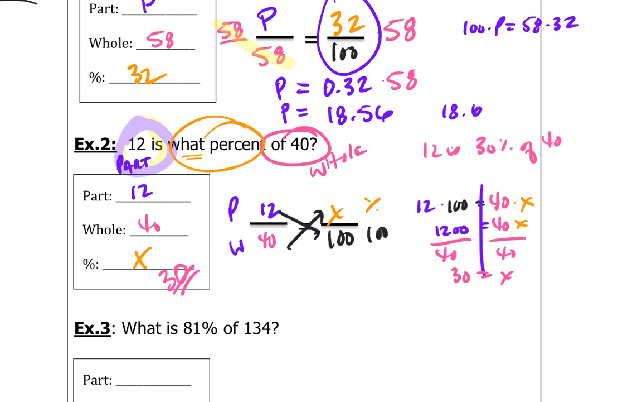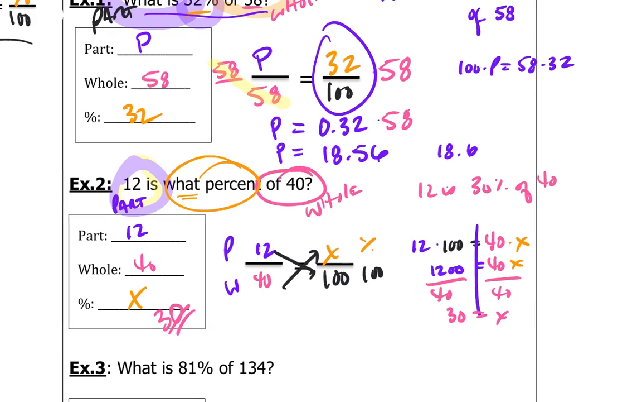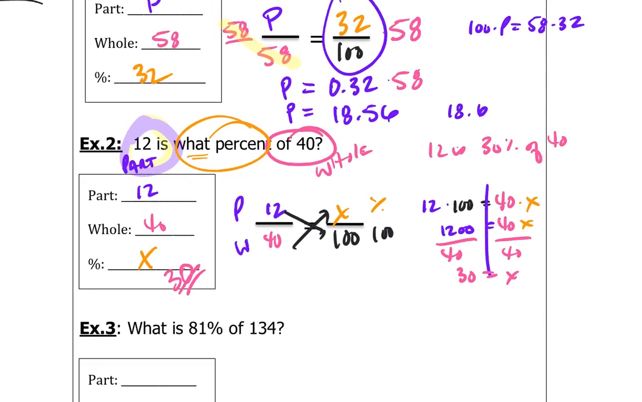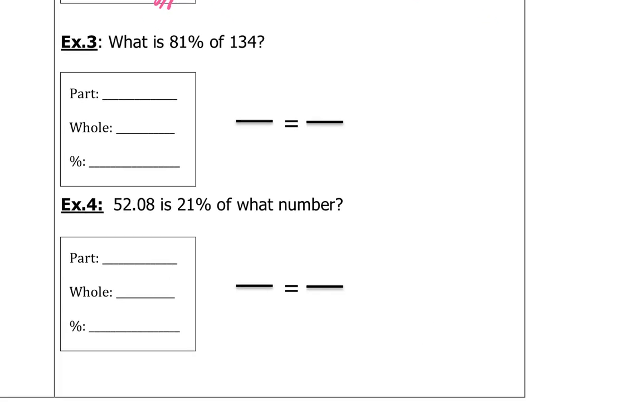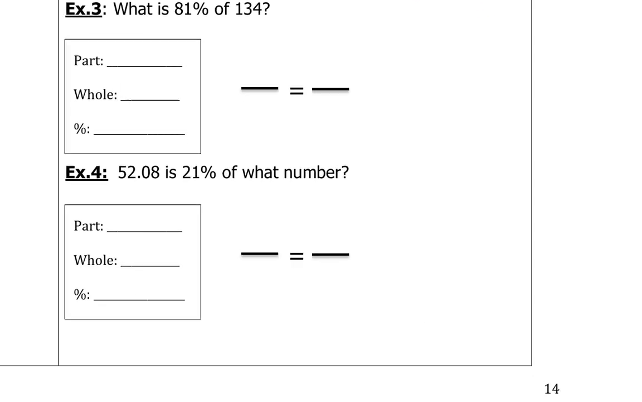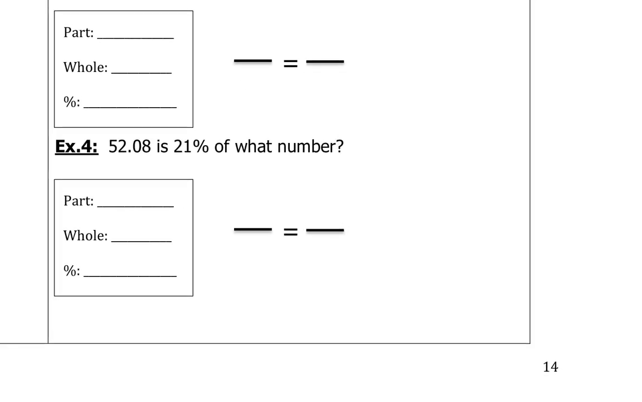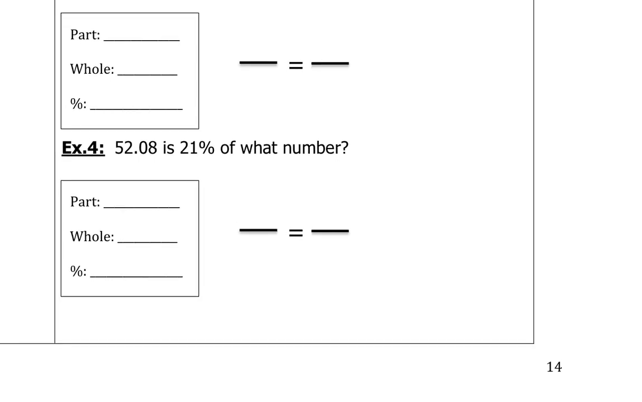You're setting it up. Now look, in the first one, we were looking for the part. In the second, we're looking for the percent. Let's see what happens. This is what it looks like when we're trying to figure out the whole. Okay, because the "of" is attached to what number?